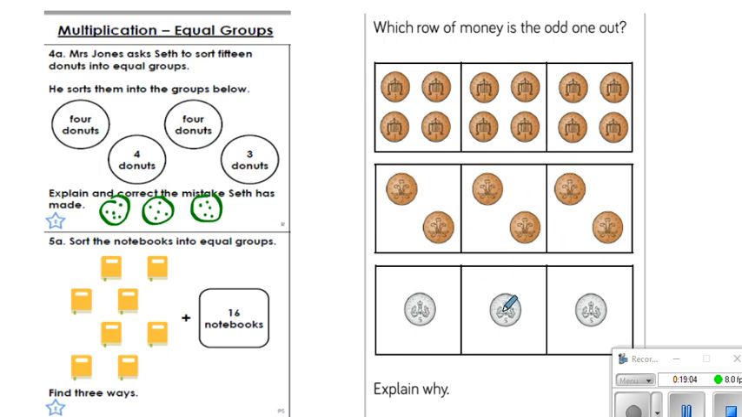And here I've got 3 groups of 5. 5, 5, 5. 3 times 5 is 15. So this group is the odd one out.